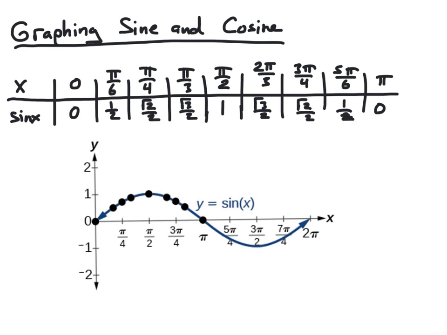Notice that the graph, in terms of the y values, goes as low as -1. It hits that at 3 pi over 2. And it goes as high up as 1, which happens at pi over 2. And if we think about the sine as the y-coordinates of points on the unit circle, we can see that this makes sense. The y-coordinates on the unit circle are all between -1 and 1.